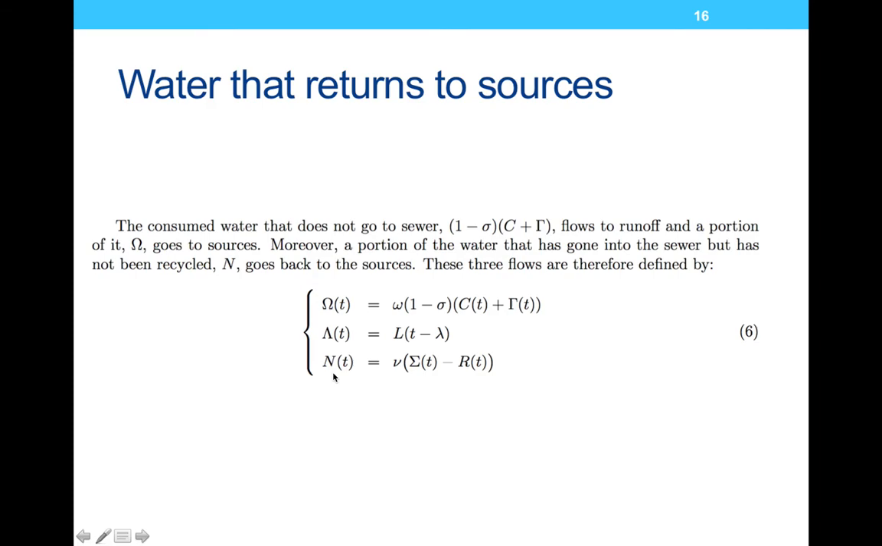The non-recycled water that returns into the sources is found by multiplying. Remember this sigma that we saw before? This was the amount of water that was consumed and put into the sewer. Now, if you subtract the recycling from sigma, then you get the non-recycled water. And if you multiply that by nu, which is essentially the proportion of non-recycled water that makes it back into the sources, then you can calculate n. So that's how these returns to sources are calculated.